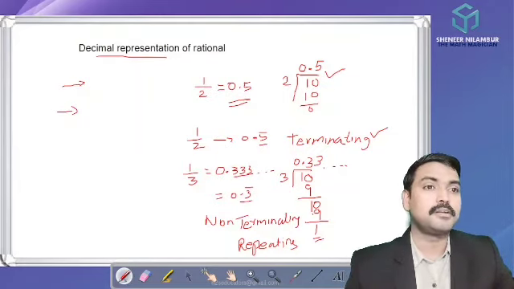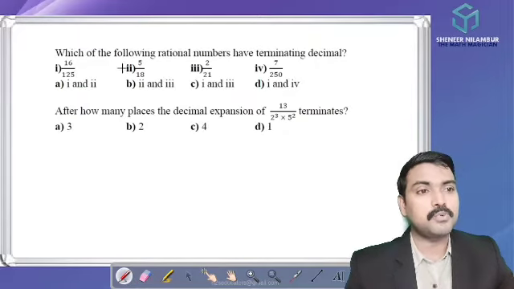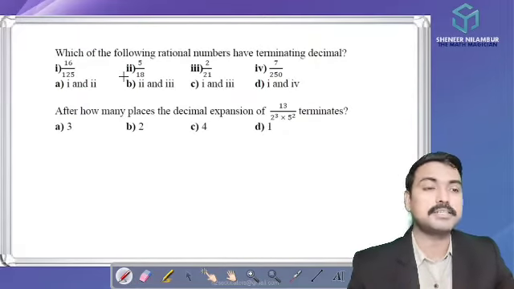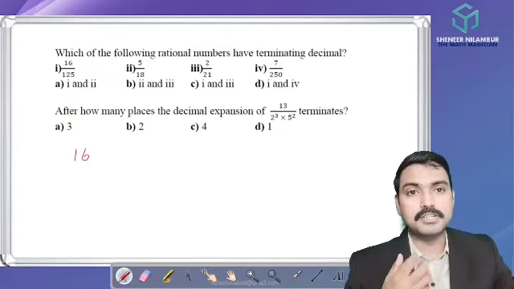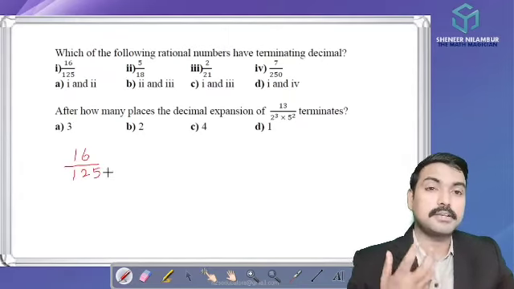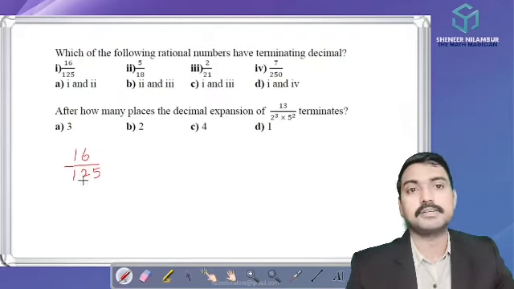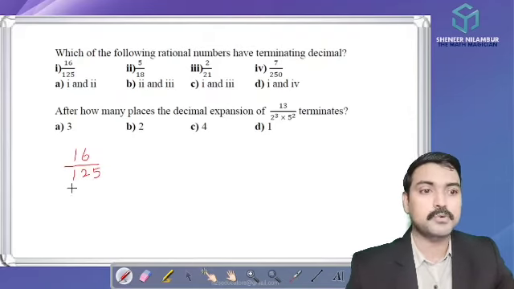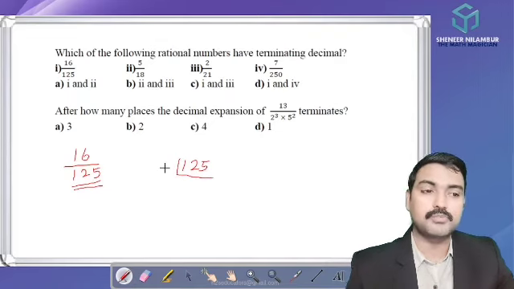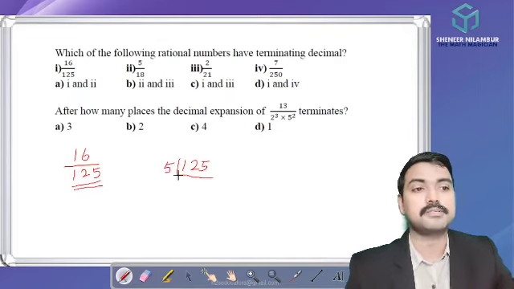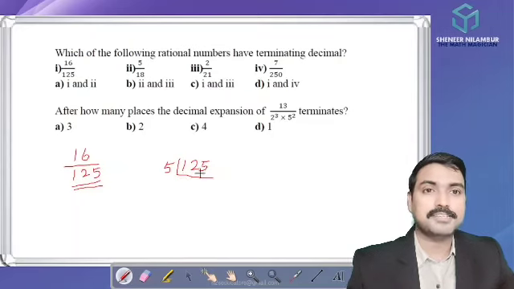Question number 1. Please observe this question. Which of the following rational numbers have terminating decimal expansion? The first example is 16 by 125. Without actually dividing, we can find whether it is a terminating or non-terminating decimal expansion. How is it possible? Just observe the denominator. What is the denominator here? 125 is the denominator. So when we factorize this 125, what are the factors?